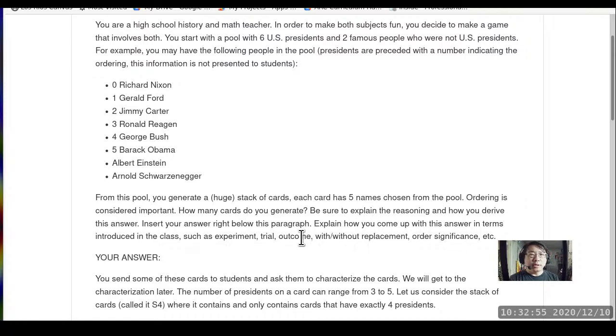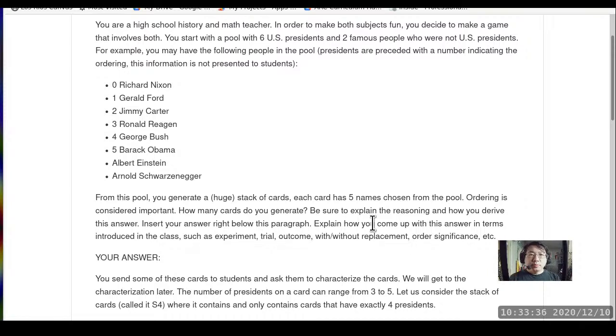Explain how you come up with this answer in terms introduced in the class, such as experiments, trials, outcomes, with or without replacement, order significance, and so on. So that means this is a clue, okay? This is a very strong clue of how I want you to come up with your answer, okay? How to explain your answer. In this case, now I'm just going to verbally say it, okay? If you want to jot down some notes, that's fine. If you want to just kind of record the time mark and then come back later on to jot down the actual notes, that's fine too, okay?